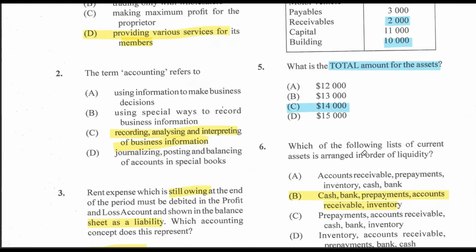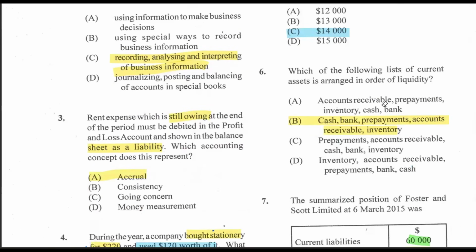Which of the following list of current assets is arranged in the order of liquidity? Now, we all know that cash is your most liquid asset, and the only answer that starts off with cash is B. Therefore, B obviously is your answer. Cash, bank, prepayments, accounts receivable, and then your inventory. Great job. Now, moving on to question 7, guys.